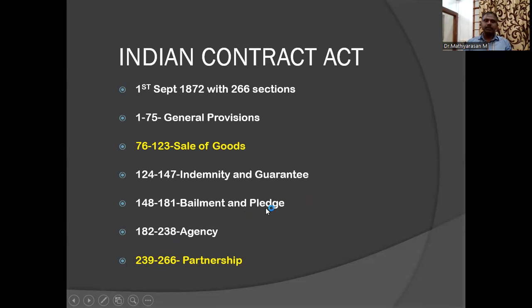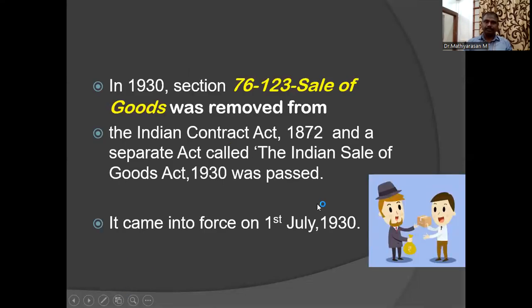Section 182 to 238 deals with the agency. Section 239 to 266 deals with partnership-related activities.